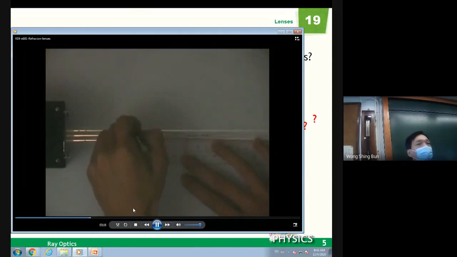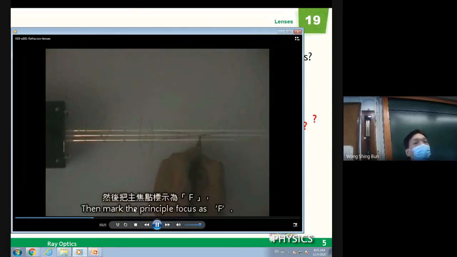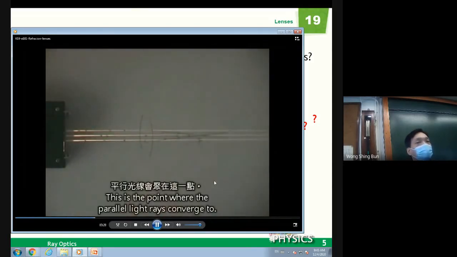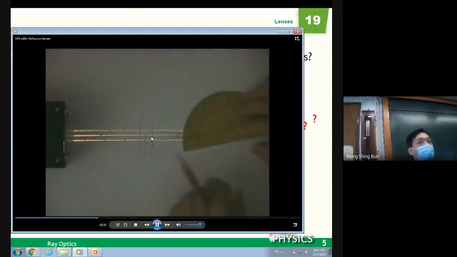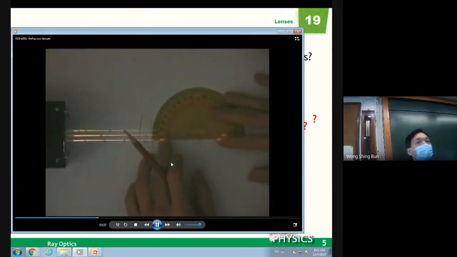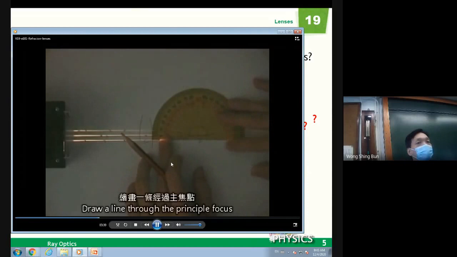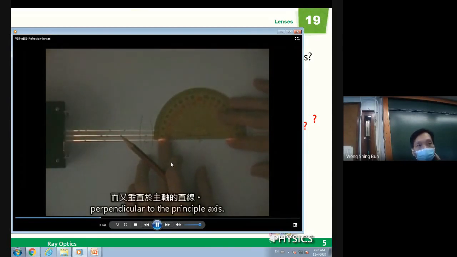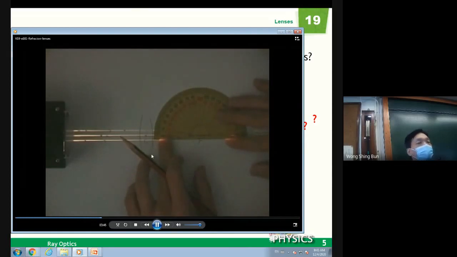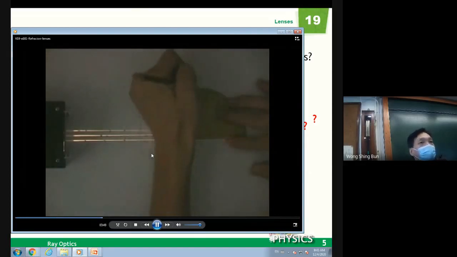This one is a practical skill using the light box to help you to draw the light rays. And usually for this focus, principal focus, we will use capital letter F to stand for it. C stands for center. The center line is the principal axis. This one is for convex lens.